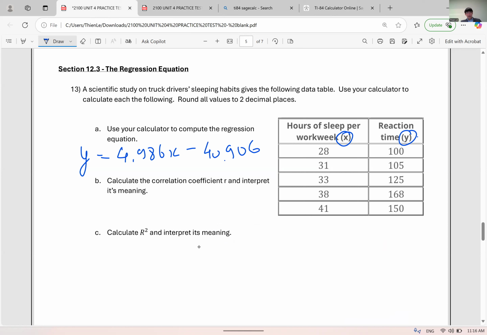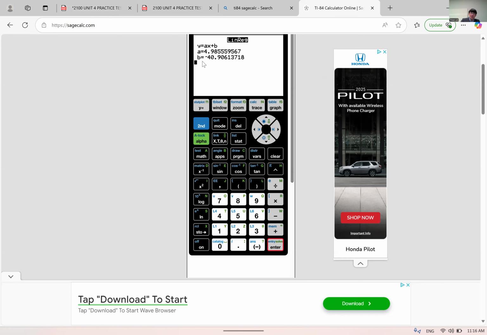Calculate the correlation coefficient and interpret its meaning. Okay. So in this case, we don't have that here. For complete output of linear regression, we should have that, right? So if your calculator doesn't have that, you need to turn it on, which means make it show here, right? So you do second 0 here and choose diagnostic on. Yep, and enter. Okay, so now you redo the task, right?